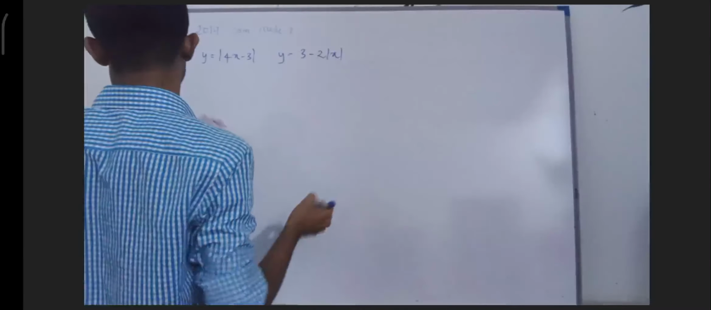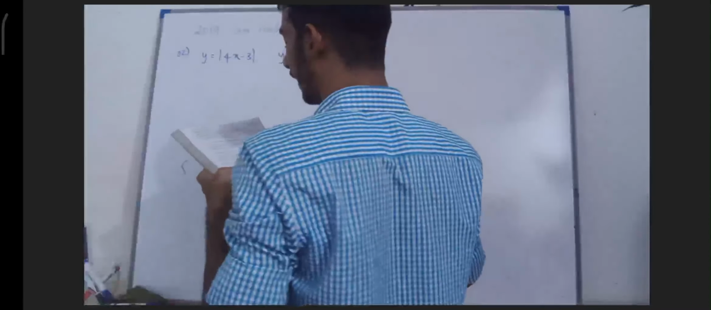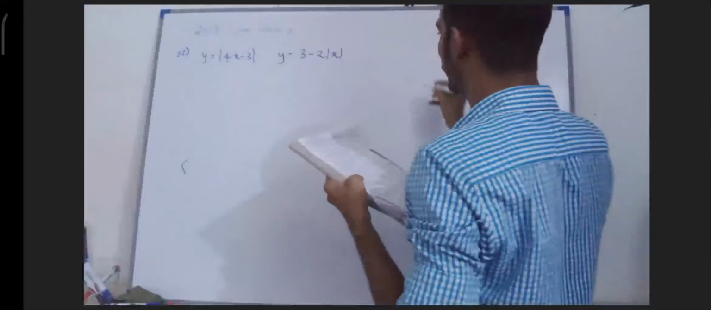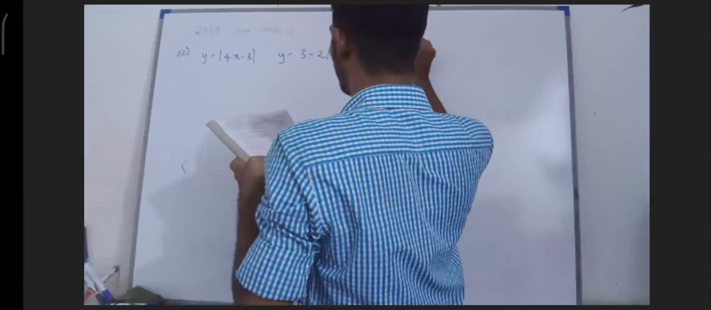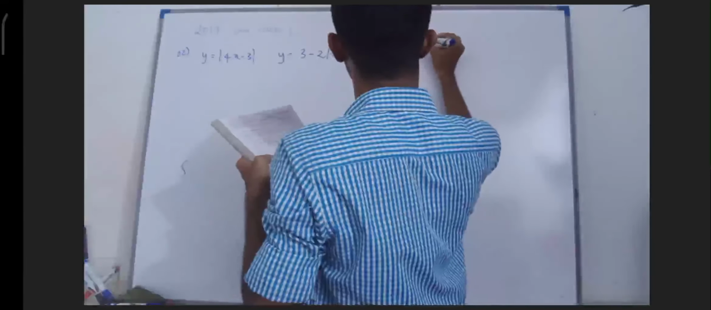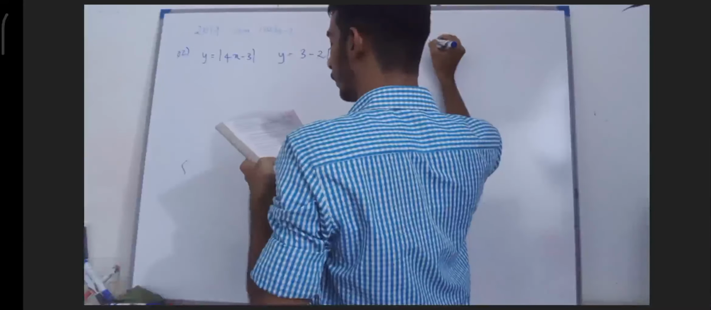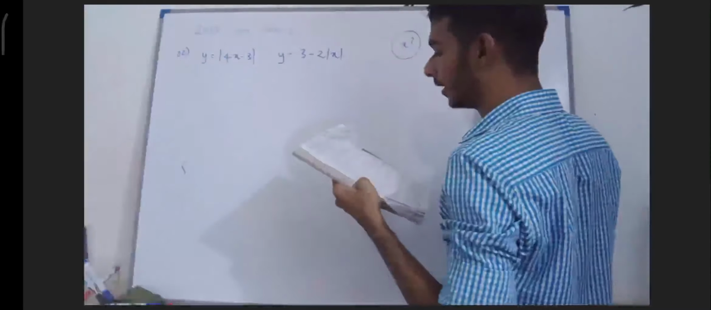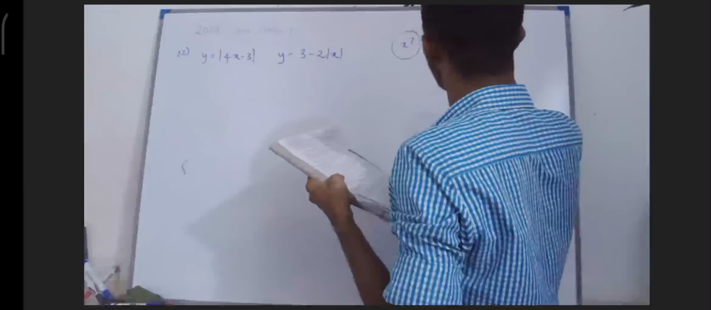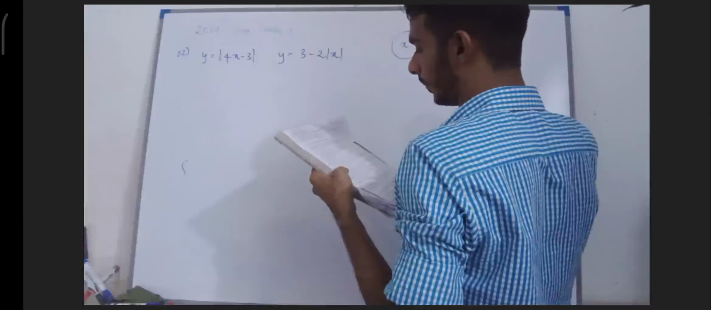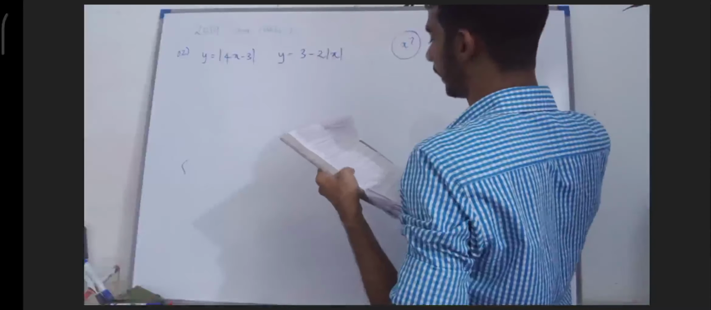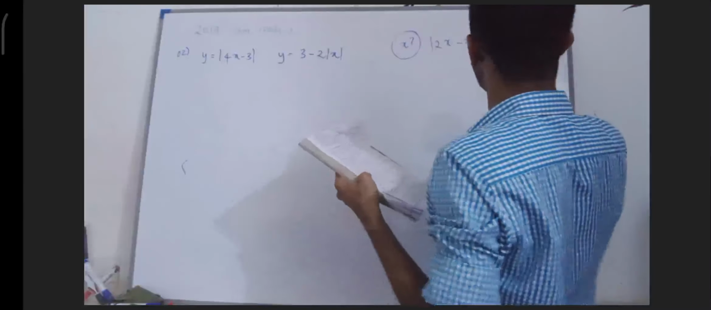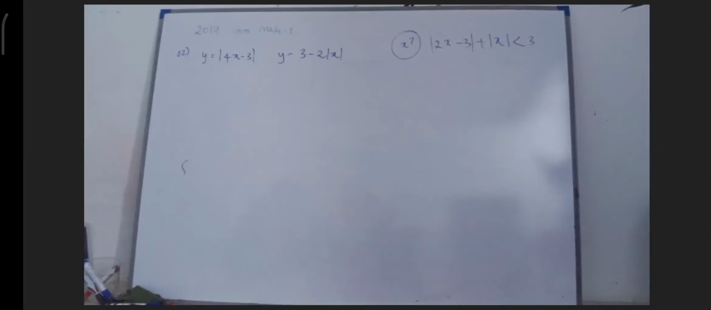in the same diagram. Hence or otherwise find all real values of x satisfying the inequality. After that, we have to find all real values of x satisfying the inequality. This x value should satisfy the inequality mod of 2x minus 3 plus mod of x less than 3. So this is also a very simple question.